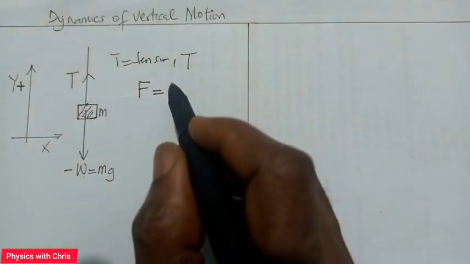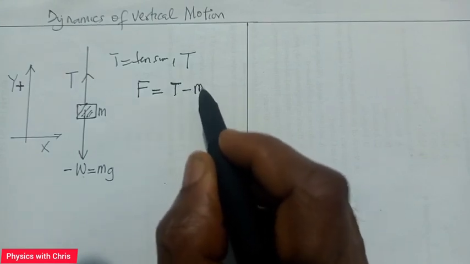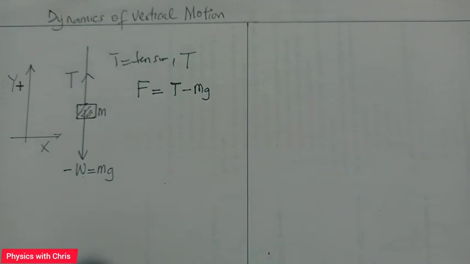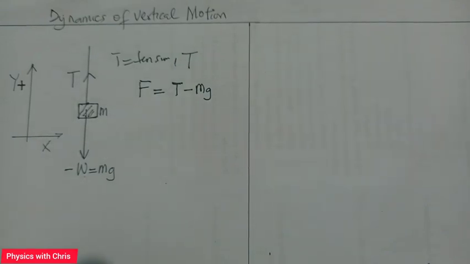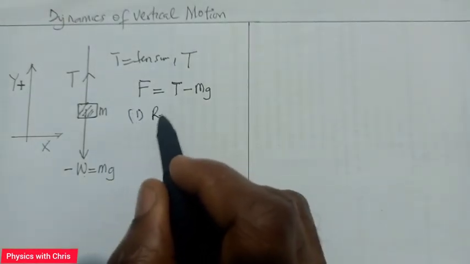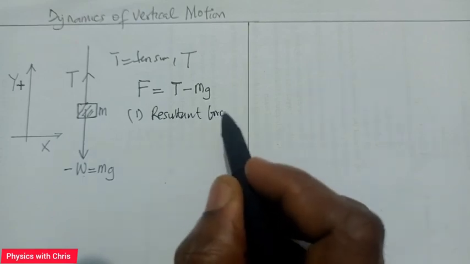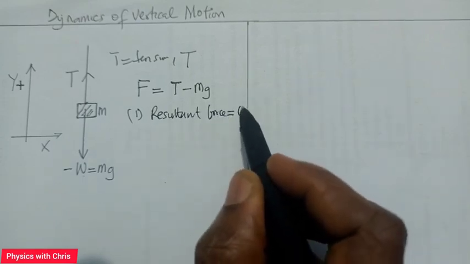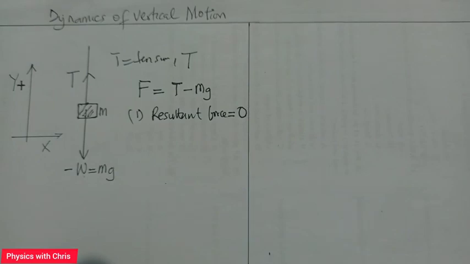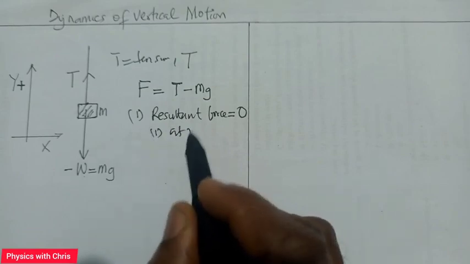The resultant force becomes the difference: the tension, positive, minus the weight of the body, mg. So that's the expression for the resultant force that acts on this body. Now, the first case: suppose the resultant force acting on the body is 0. That's the first case, and two things can happen here. Number one, the body is at rest.